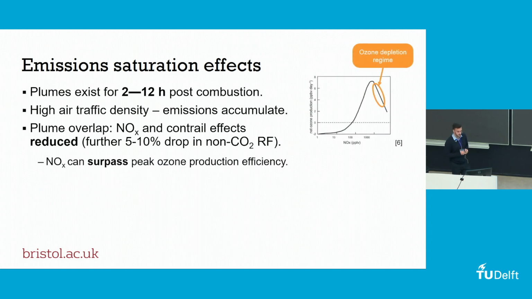The reason for this is that, first of all, the NOx can surpass its peak ozone production efficiency once you go past this compensation point. So it goes from an ozone production regime and dips into an ozone depletion regime. So the more NOx that you produce, the less effective that is going to be at producing ozone.